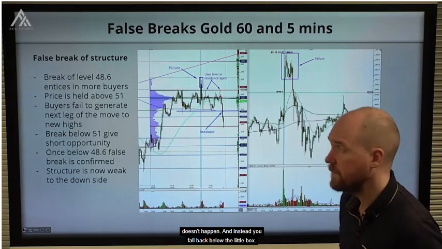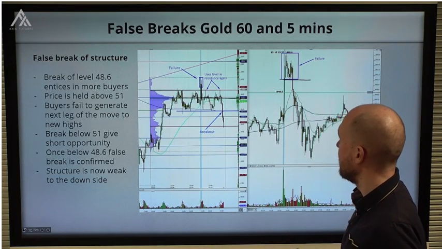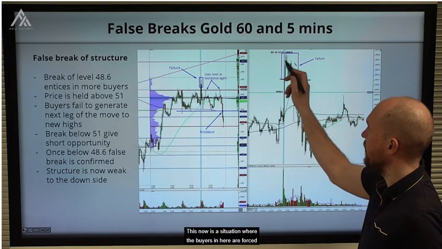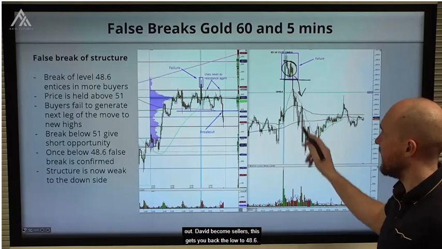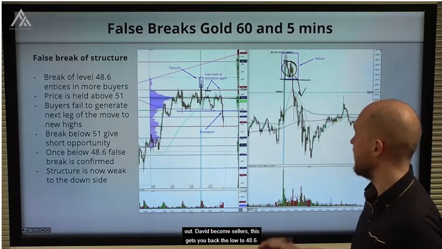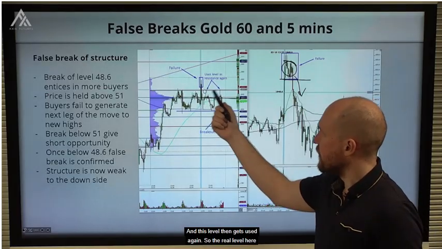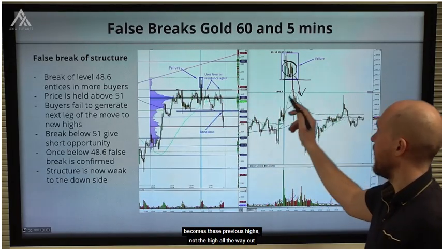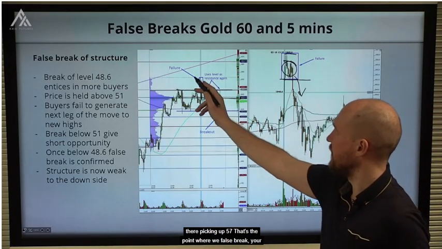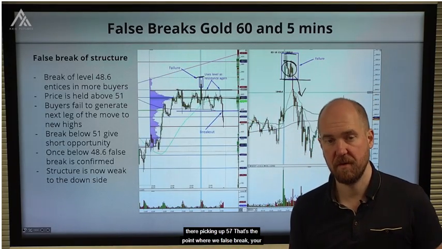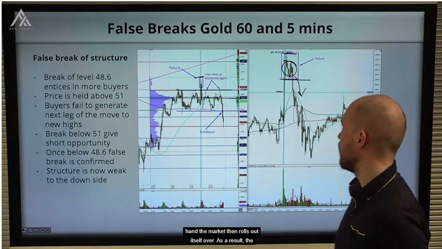But if that doesn't happen, and instead you fall back below the little box, this now is a situation where the buyers in here are forced out. They become sellers. This gets you back below the 48.6, and this level then gets used again. So the real level here becomes these previous highs, not the high all the way up there at 57. That's the point where we false break. You false break up to it, can't find enough buyers to keep the move going on, and the market then rolls itself over.